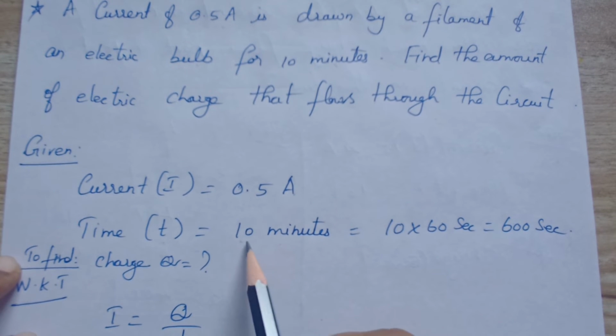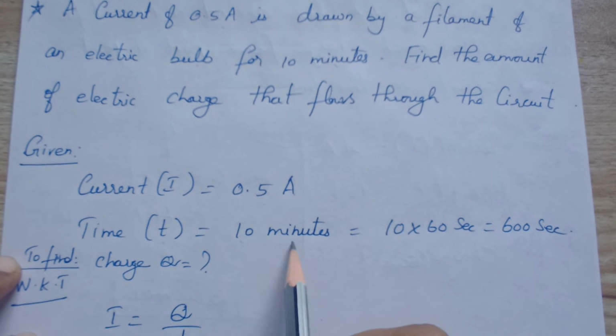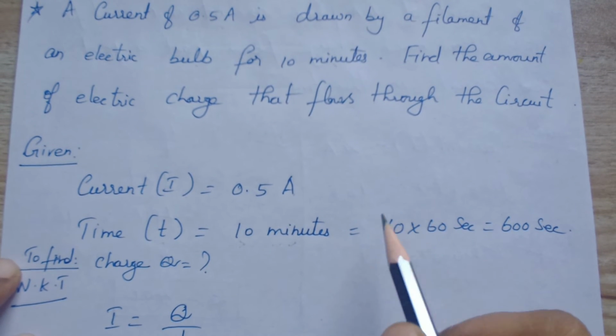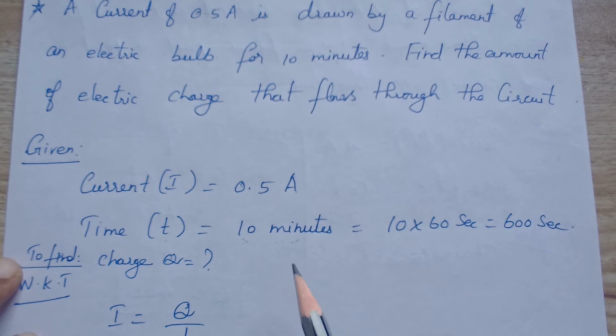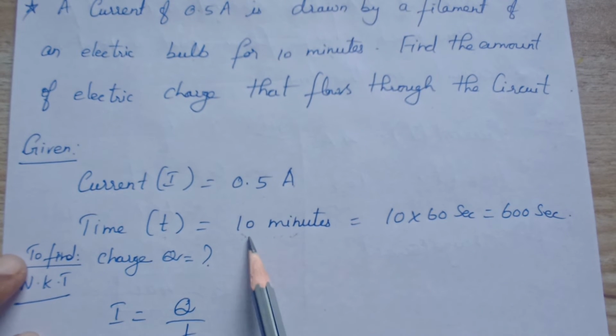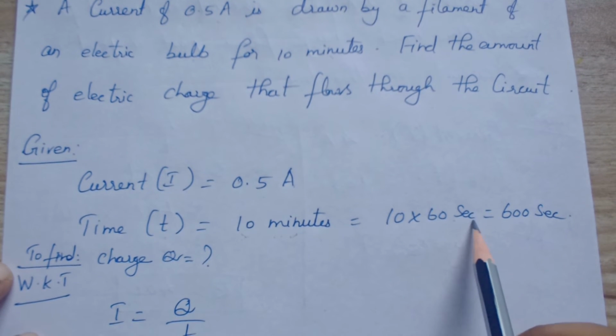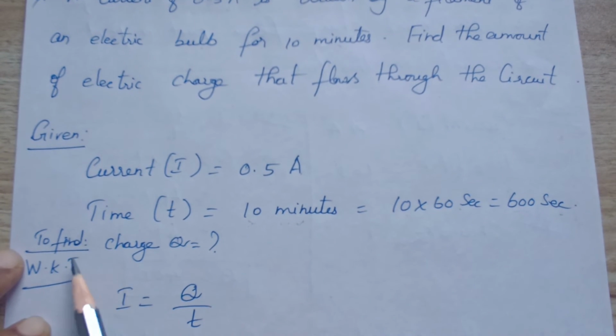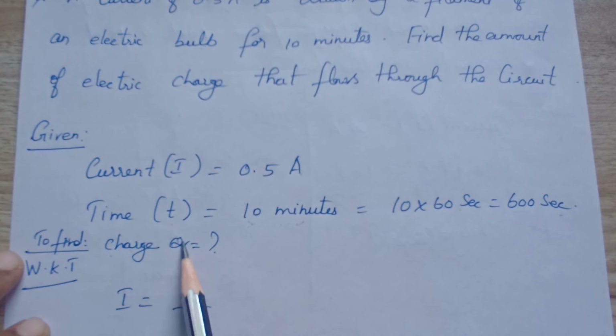Okay, so we are not supposed to substitute in minutes. We are supposed to convert this into seconds, right? Per second only we have calculated the electric current. So 10 minutes equals 10 into 60 seconds, so 600 seconds. What are we supposed to find? We have to find the charge Q.